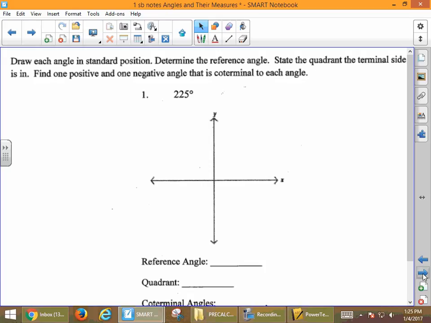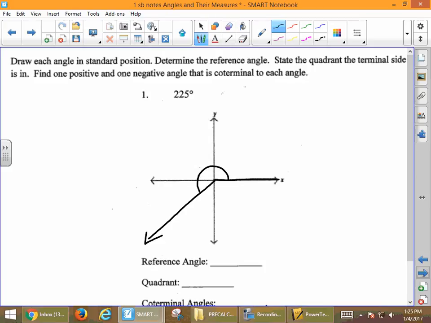It says draw each angle in standard position, determine the reference angle, state the quadrant the terminal side is in, and then find one positive and one negative angle that is coterminal to each angle. So as we start here with this first 225 degrees, if we start here and we go this far, notice that that symbol right now kind of looks like a protractor. And a protractor measures 180 degrees. And then we're going to go a little bit more.